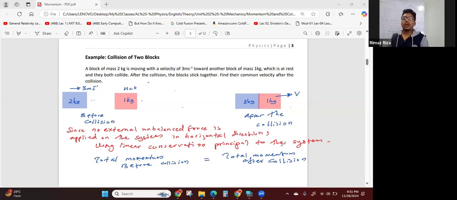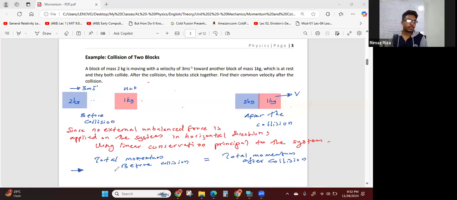Another important thing: momentum is a vector quantity, so it has a direction. You may have studied in kinematics that when writing equations of motion, we have to consider a particular direction. When finding the resultant force also, we consider a particular direction. Here momentum is also a vector quantity, therefore you have to consider a direction. So I consider this direction, horizontally to the right.